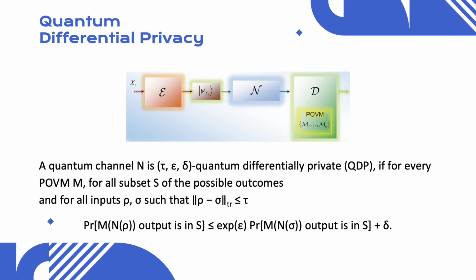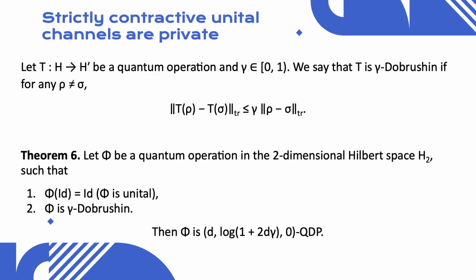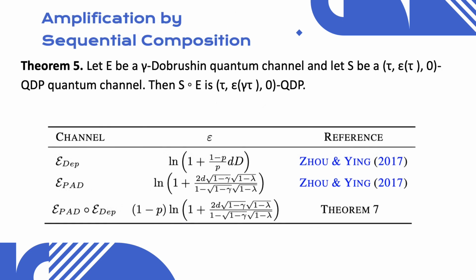Finally, we extended the work of Zhu and Hing that used the notion of neighbor quantum states based on closeness in trace distance. In particular, we show that unitality combined with contractivity in trace distance provides quantum differential privacy. Moreover, we show that the sequential composition of noisy quantum channels amplifies quantum differential privacy. This can be regarded as a quantum analog of privacy amplification by post-processing.